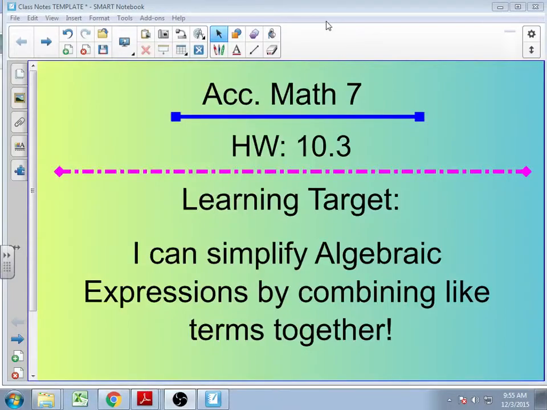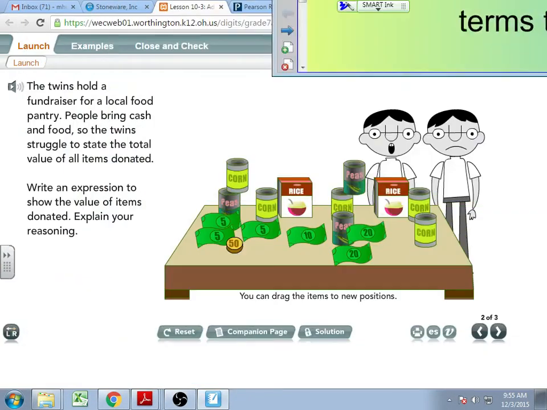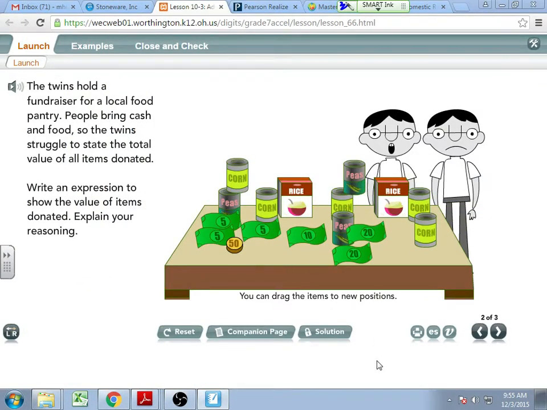All right, so 10-3, we are simplifying, combining algebraic expressions just through addition. So the first thing we have here, we have the twins.